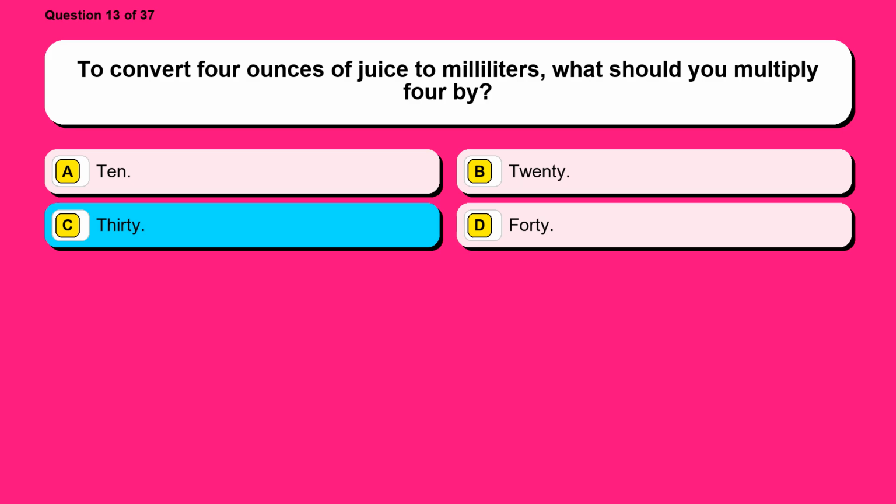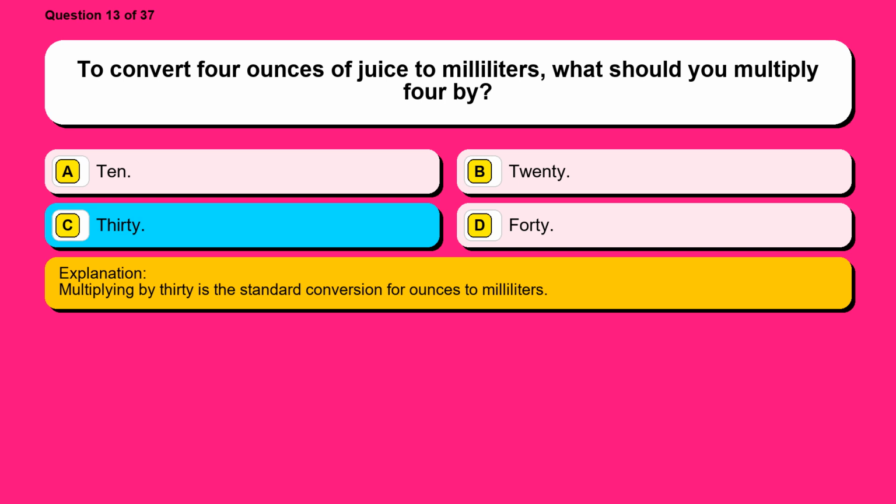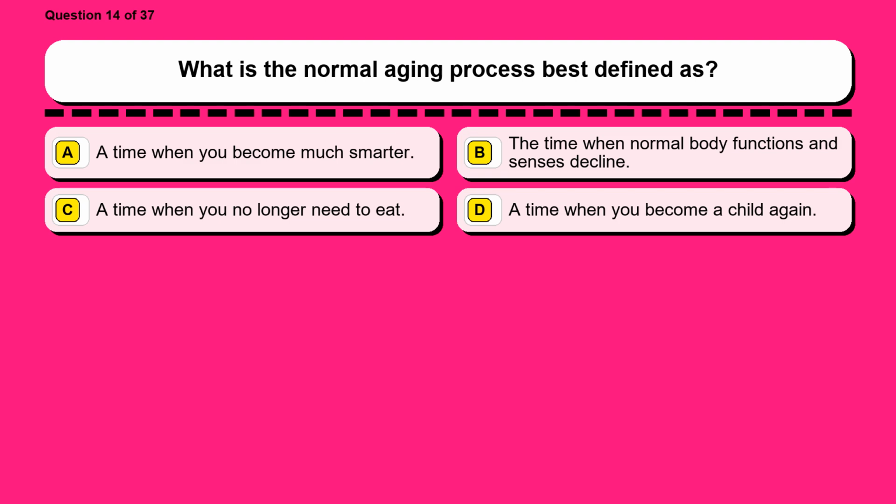The correct answer is option C, 30. Multiplying by 30 is the standard conversion for ounces to milliliters. Question 14. What is the normal aging process best defined as? Option A, a time when you become much smarter. Option B, the time when normal body functions and senses decline.